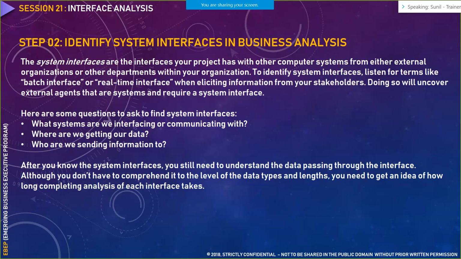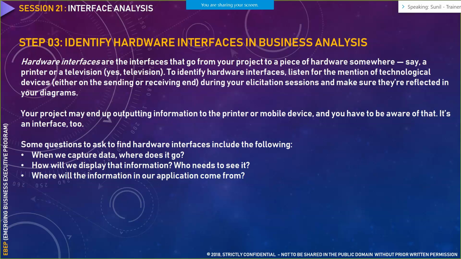Now once we are done with identifying users and identifying system interfaces, the third thing we have to understand is identifying hardware interfaces: when we capture data, where it goes, how we will display that information, who needs to see it, and where the information in our application will come from. This is the sort of information we need to understand when we deal with hardware interfaces. Once we are done with all this, we are good to go with our regular documentation part.